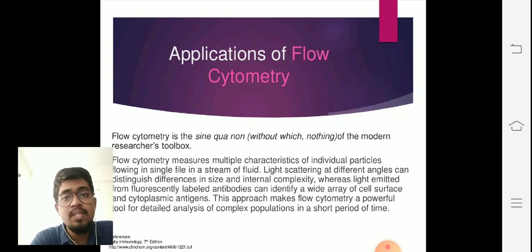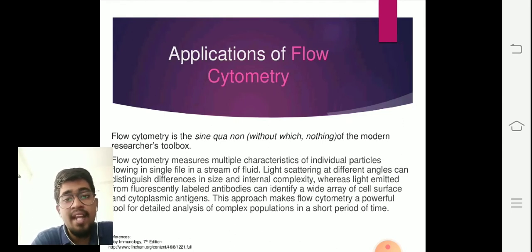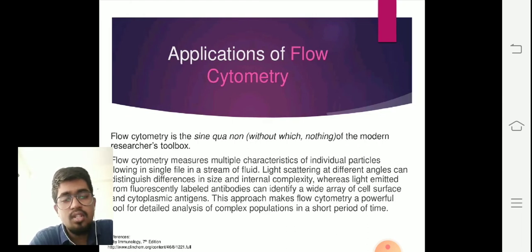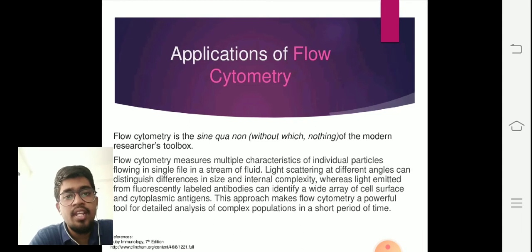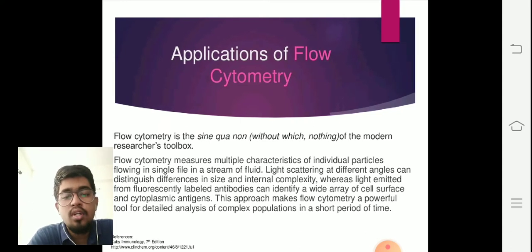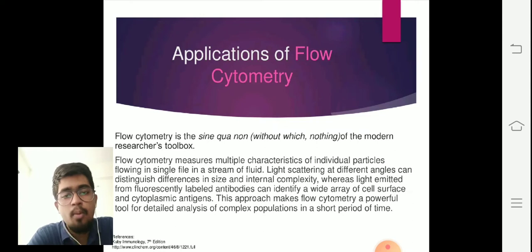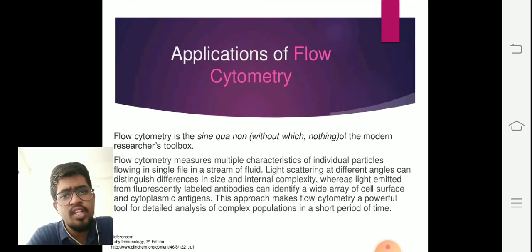Now, he is talking about two things here. You could see the difference between the fluorescently labeled antibodies and the light scattered particles. Both are completely different. Light scattering is related to the laser lights, and fluorescence is very accurate at this point of time, because it identifies a wide array of cell surface and cytoplasmic antigens without any variations in size and complexity. So this approach makes flow cytometry a very powerful tool for detailed analysis of complex populations in a very short duration of time.